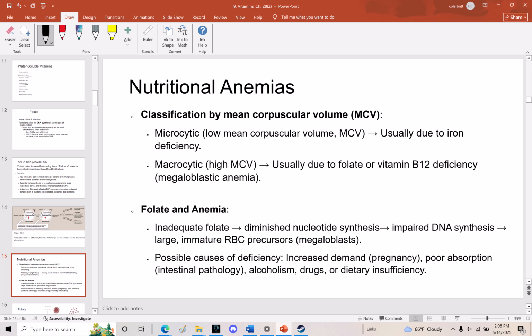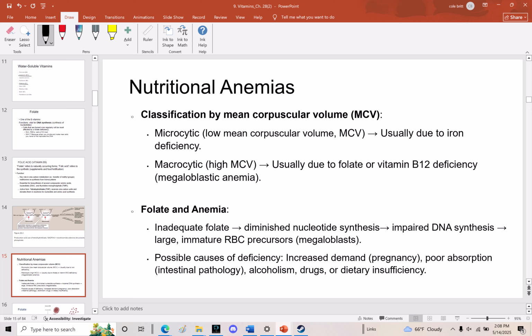Iron, we call microcytic. You need to be able to tell the difference between iron, which is microcytic, and folate. We'll talk about minerals later. Iron deficiency makes tiny red blood cells, because if you don't have iron, you don't properly make hemoglobin. These cells are not filled with enough hemoglobin, so they're going to be really pale and small. That's due to iron deficiency anemia.